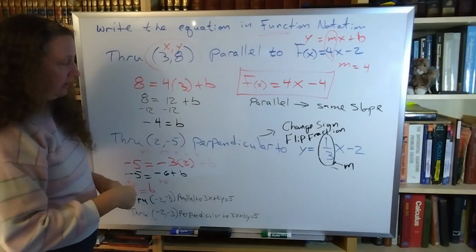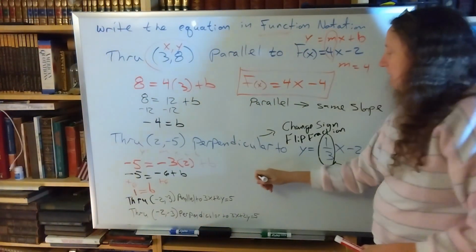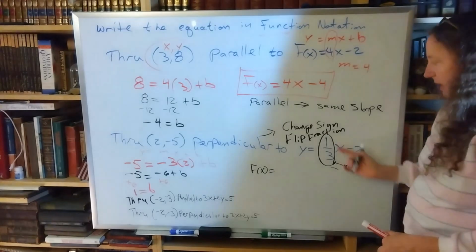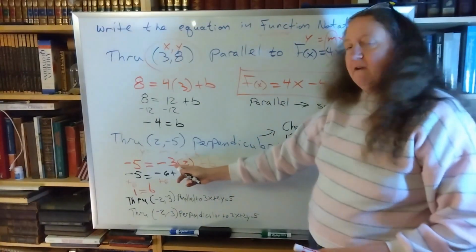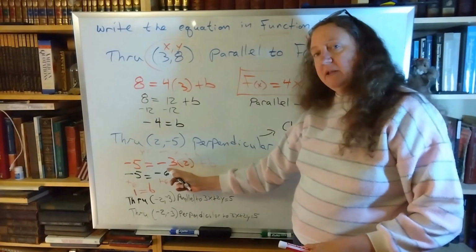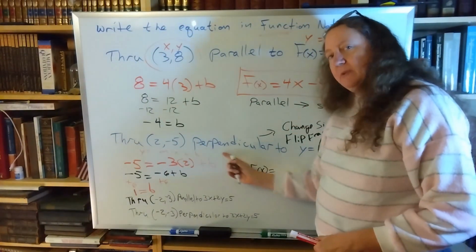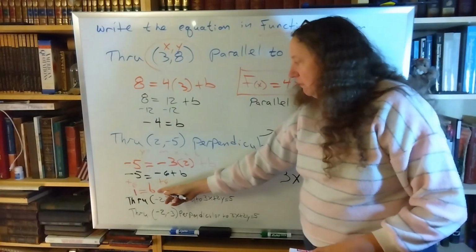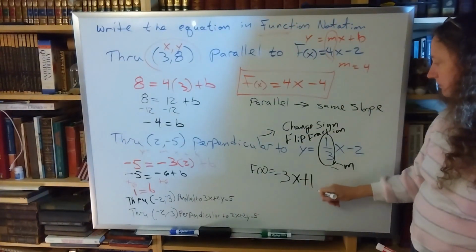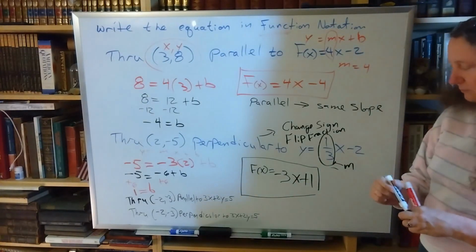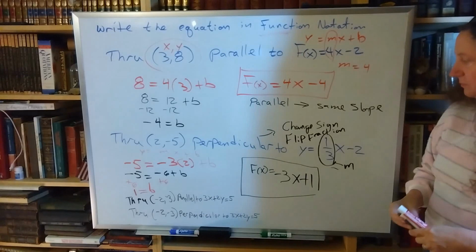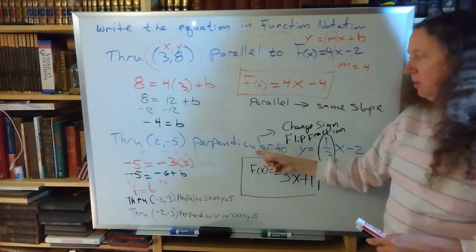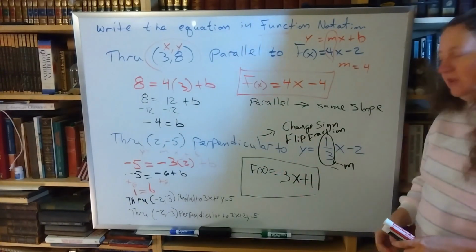So now I have to write that in function notation. So that is going to be f of x equals m. I don't use this m. I use my flipped and changed m. So I have to use my negative 3 because it is that perpendicular slope. x plus 1. So parallel, same slope. Perpendicular, you flip it and you change the sign.